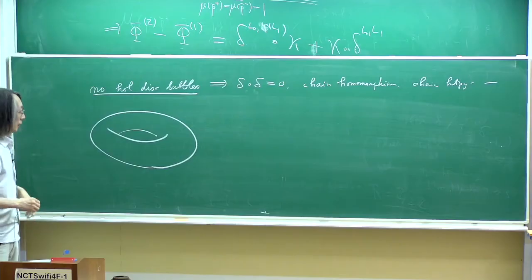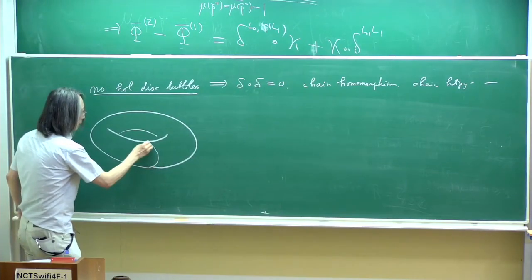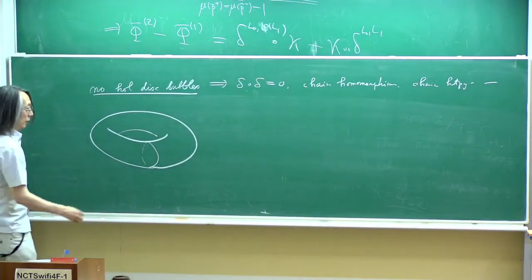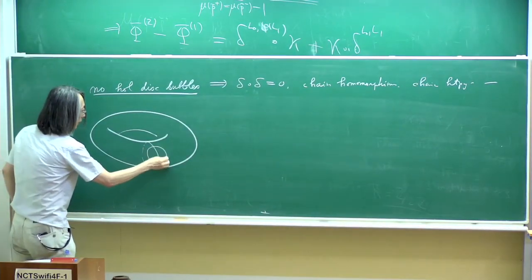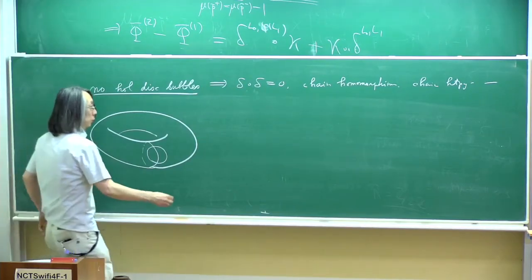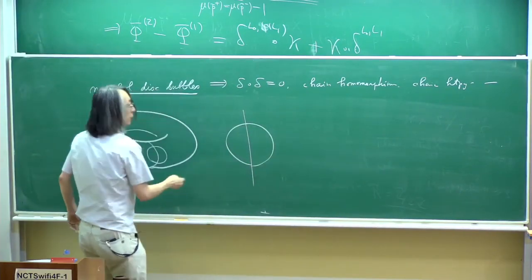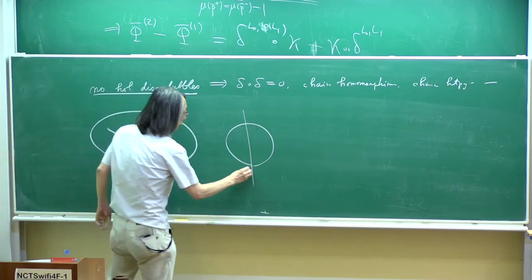maybe that makes it easier. So I take two Lagrangians. One is just this meridian, and the other one is this circle like this. And then look at the definition of the Floer boundary operator. So I have two intersection points, maybe the picture like this. So maybe I have two intersection points like P and Q.